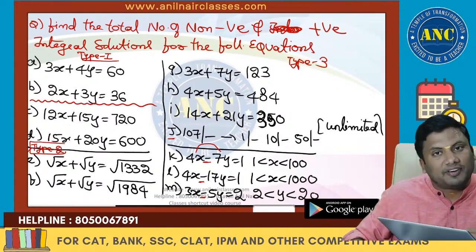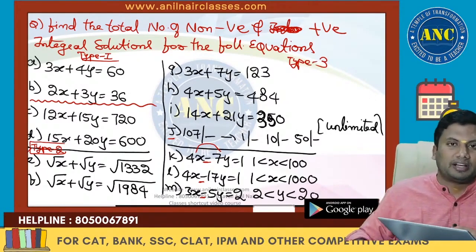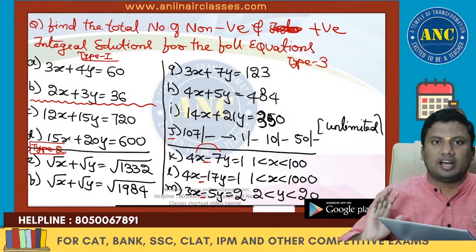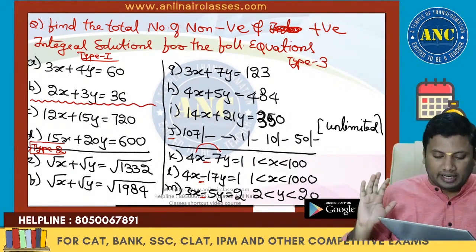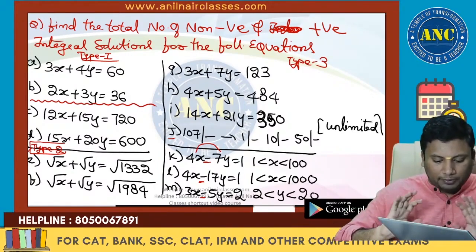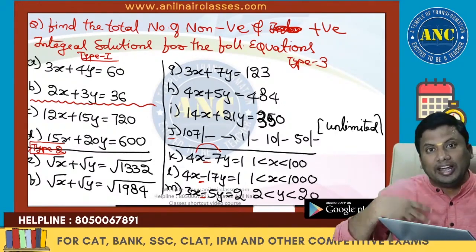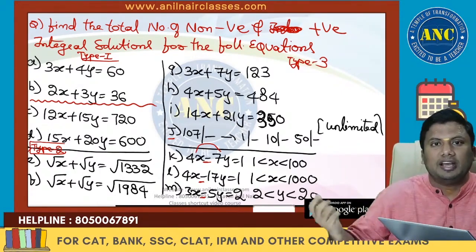4 is not a factor of 1; 4 is a multiple of 1. 17 is not a factor of 1; 17 is a multiple of 1. That means in today's class we are going to discuss type 1, type 2, type 3. Probably at the end of the class you will be able to create your own questions, and you will find these questions extremely easy.